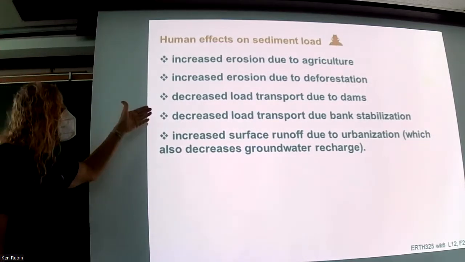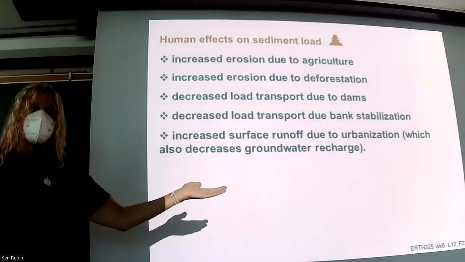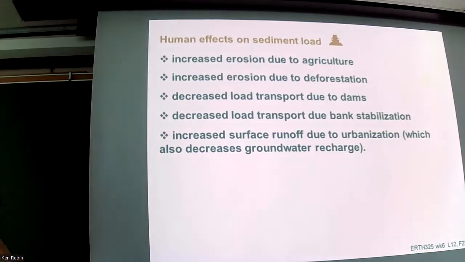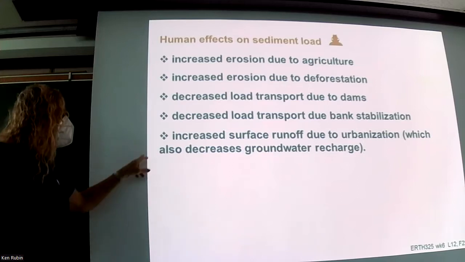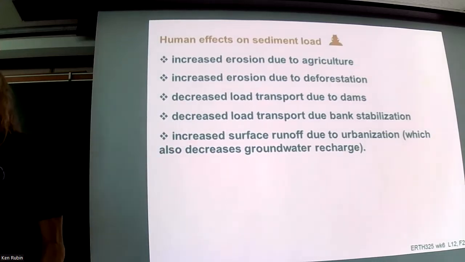We can also decrease transport due to putting dams on, for instance, like the Colorado River. Before it was dammed, it used to run relatively warm and very, very cloudy. Now that it's full of dams, most of that sediment is trapped and it runs cool and clear, and it has effects on the ecosystem there. And then, of course, urbanization has a big effect on runoff.